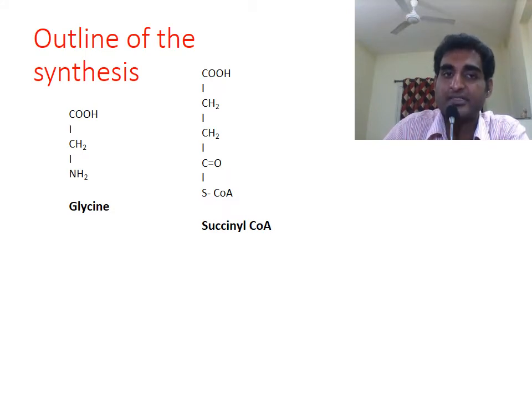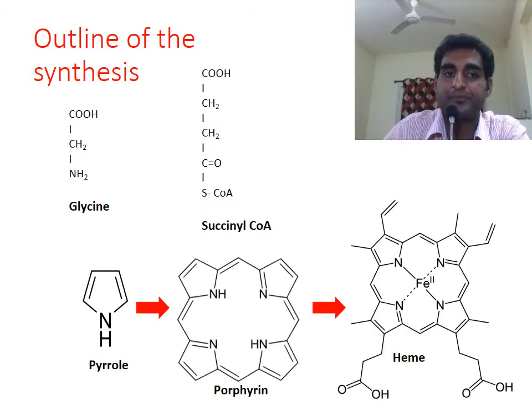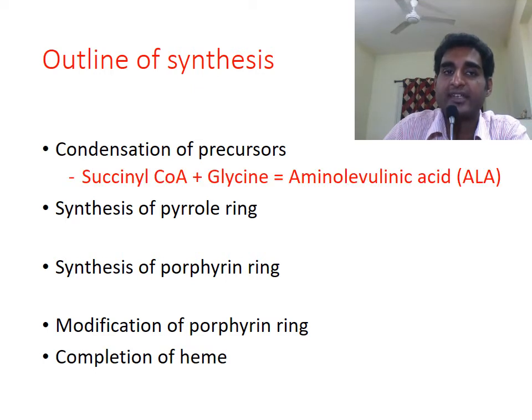So we have succinyl-CoA and glycine to start with, which should be converted to a pyrrole. This pyrrole should then be converted into a porphyrin and heme. To be more specific, the joining of precursor molecules glycine and succinyl-CoA produces aminolevulinic acid or ALA.